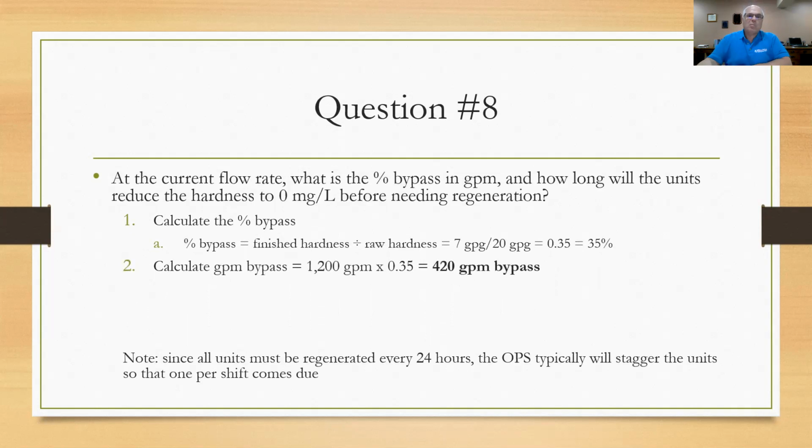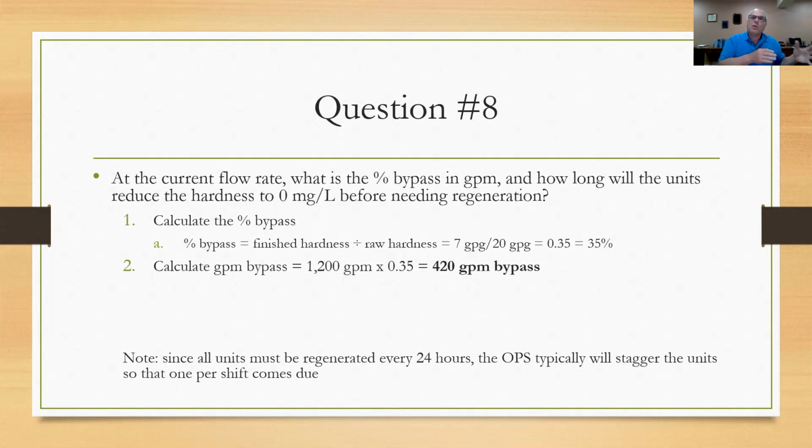So to calculate the gallon per minute bypass, I would take the 1,200 gallon per minute that the plant was operating at, multiply it by 0.35, and I come up with a 420 gallon per minute bypass. So of the 1,200 gallon per minute that this plant is operating at, 420 gallon per minute of it does not go through the softeners. It bypasses and is later on blended back in with the other water that's going through there.